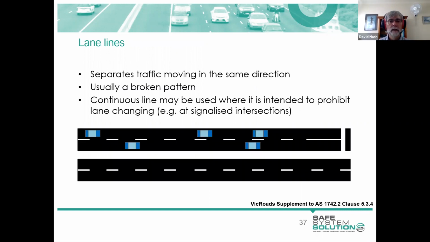Okay. All right. Then we come to lane lines. So a lane line divides traffic travelling in the same direction, and it's usually just a broken line pattern. And a lane line can be continuous where it's intended to prohibit lane changing. Oh, we've got a little animation there. That's pretty.